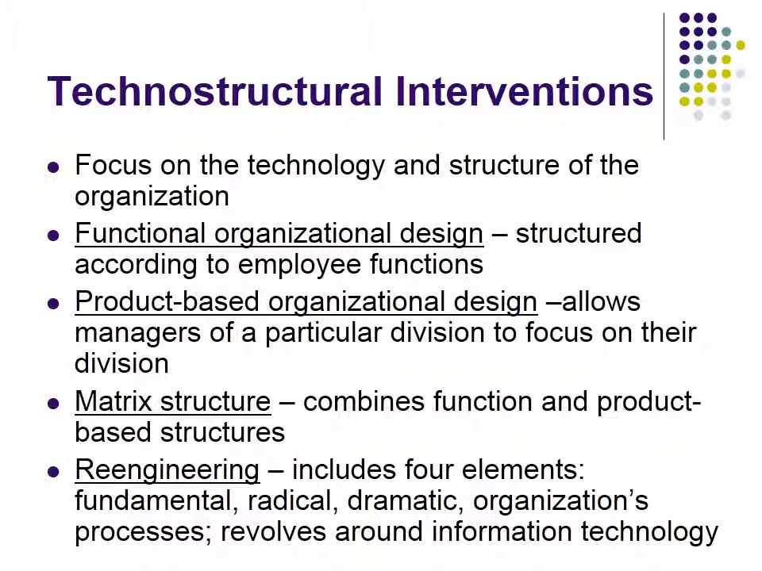Re-engineering includes four elements: fundamental, radical, dramatic, and organizational projects, and again it revolves around information technology. The first three bullet points here, functional organizational design, product-based organizational design, and matrix structure, are three broad different ways to look at how to set up the actual structure of an organization. Re-engineering is a term we often use when we talk about how we're going to change an organization based on how information technology is changing. Is it going to be a dramatic change, radical? Is it affecting the organizational processes? And is it fundamental? These are just a different way to look at how we might be changing an organization, not based on the structure of where people are assigned, but how that organization actually communicates to itself.